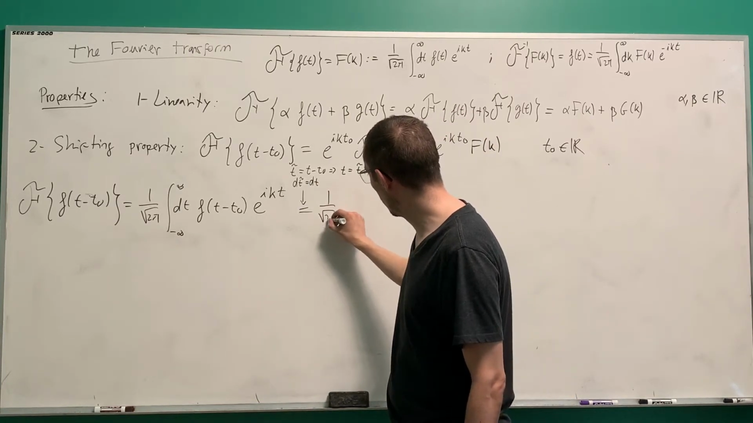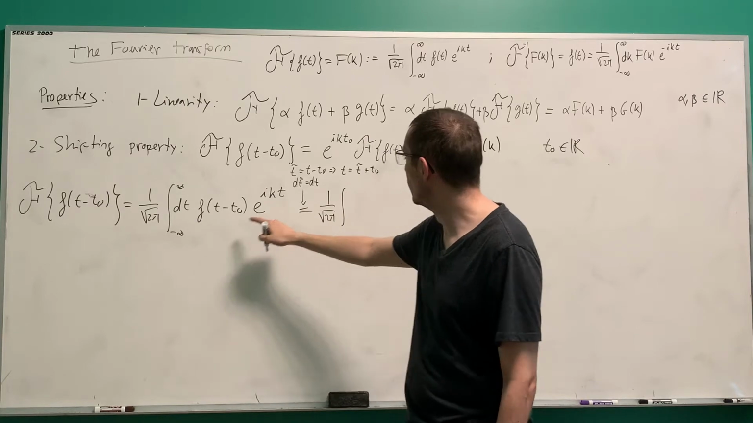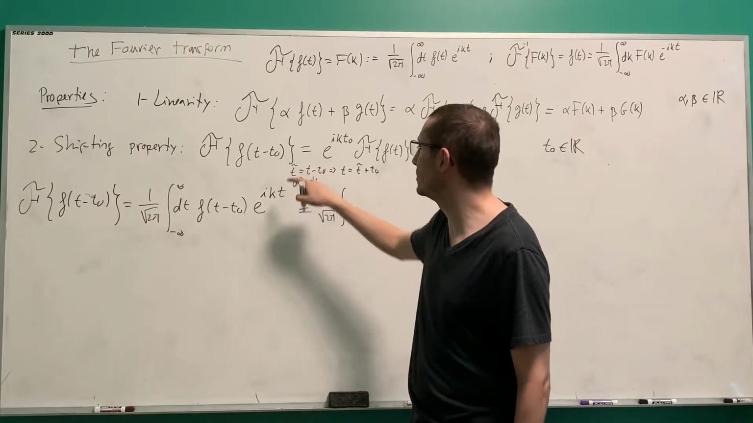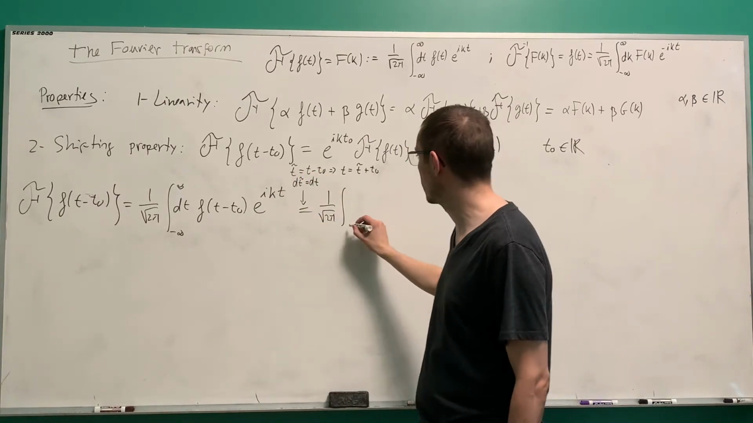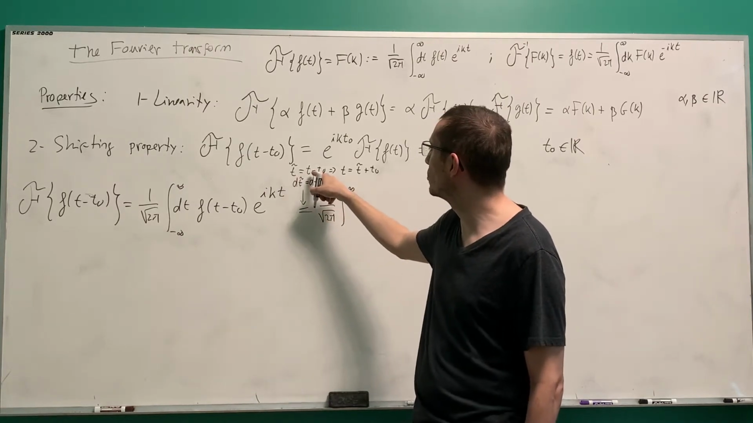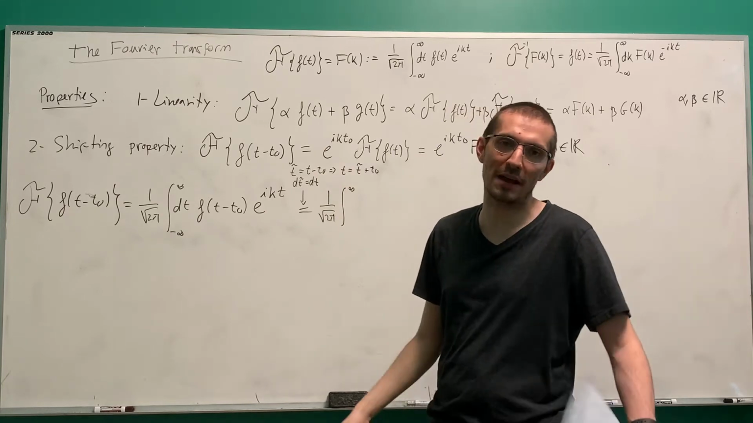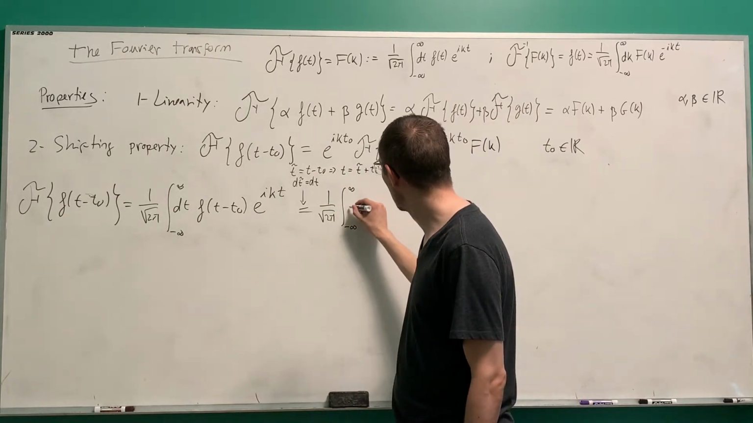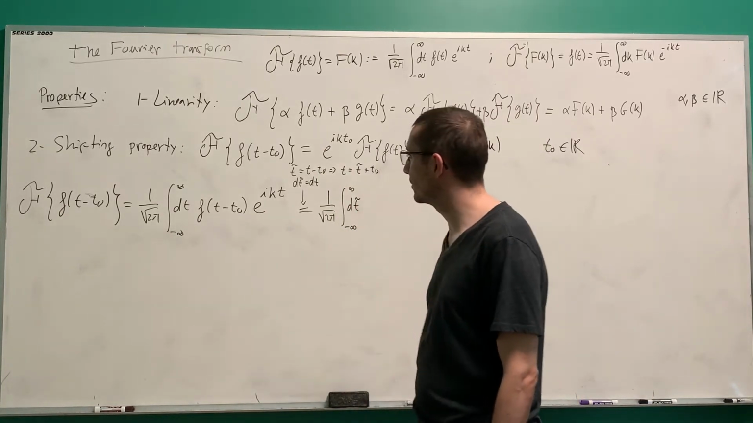All right, let's apply the change of variables. So 1 over root 2 pi, limits of integration. Okay, when t goes to infinity, t tilde also goes to infinity, t0 is just a constant value. And when t goes to minus infinity, t tilde goes to minus infinity as well. Nice. dt tilde, the differentials are the same.